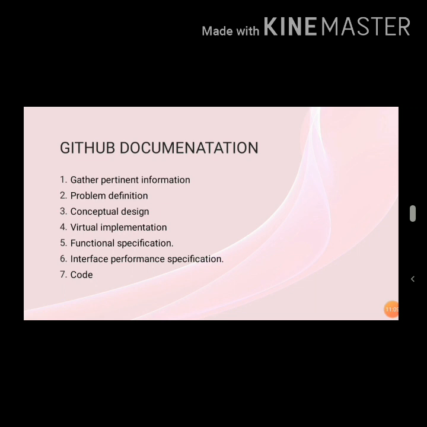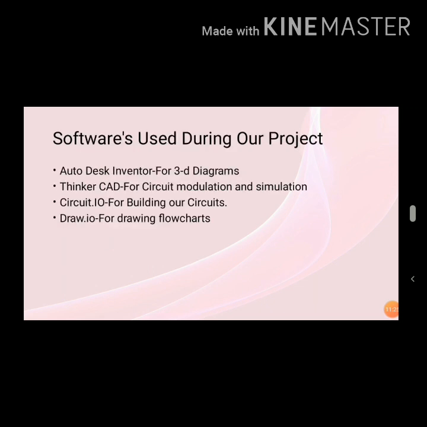Next, the overall documentation done so far is on GitHub, where we had 7 steps, that is: gather pertinent information, problem definition, conceptual design, virtual implementation, functional specification, interface performance specification, and the code. So the software used during our process were Autodesk Inventor for 3D diagrams, Tinkercad for circuit simulation, Circuito.io for building our circuits, then Draw.io for drawing flow charts.